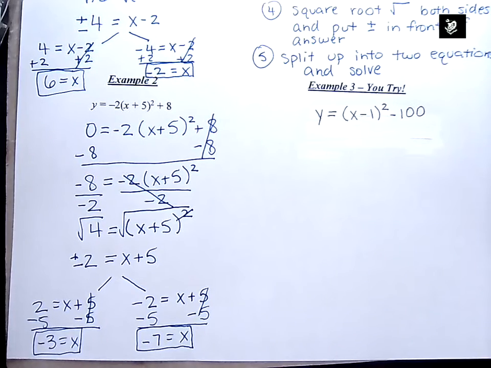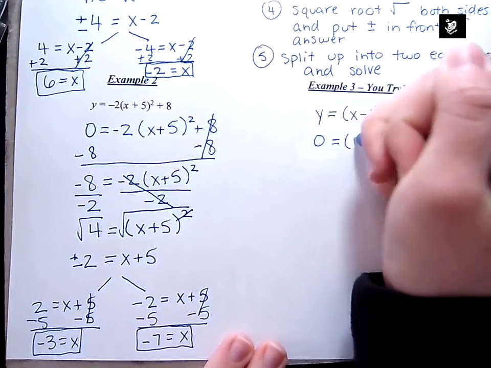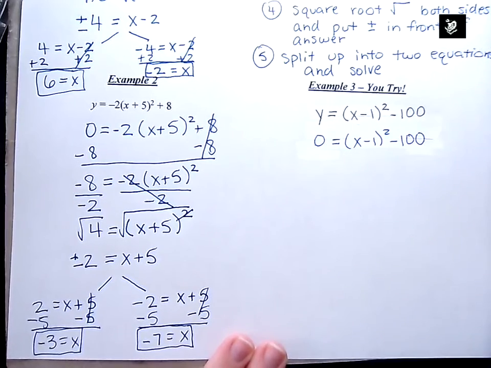So I'm going to ask that you try example 3 on your own and submit your answers once you've completed the question. So hopefully you got it right, but if not, let's walk through the problem. So step 1, substitute 0 for y. Rewrite the rest of the problem.